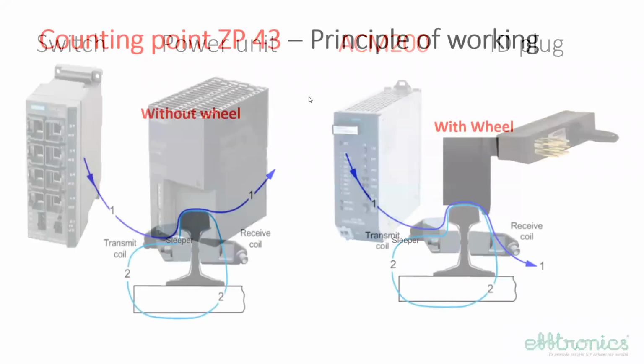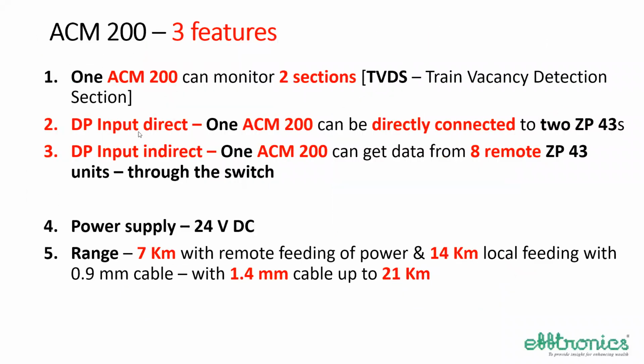So one ACM can monitor 2 sections, and one DP input directly it can get. That means it controls one detection point. But directly it can be connected to 2 detection points. That is, the DP input that it gets directly is from 2. And it can get from 8 other remote detection points through the switch.